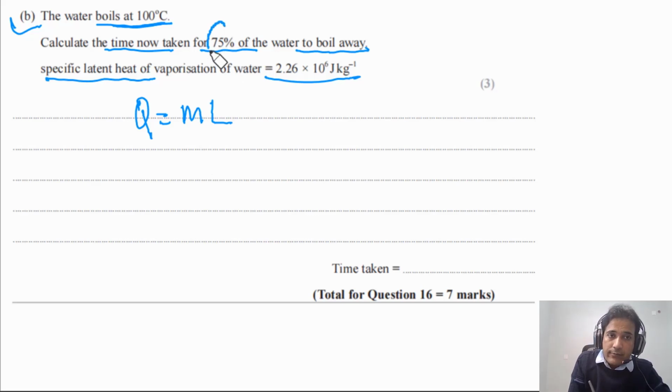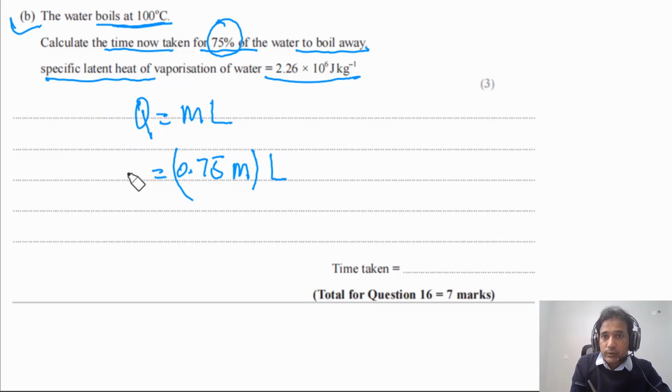And in this case, 75% of the water boils away. So it means this is 0.75 of the water, or 0.75 of the mass of water. So this is 0.75 M, where M is the total mass of the water, times L. So we can calculate Q. For this one, we need to find time, but P we have already calculated. So then we will be able to find time. We will go to that point later.